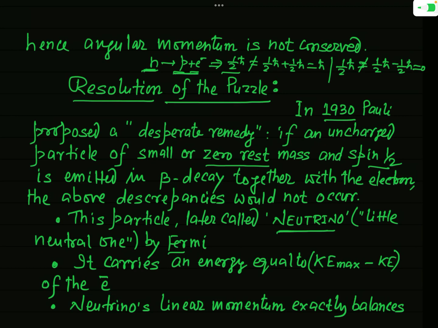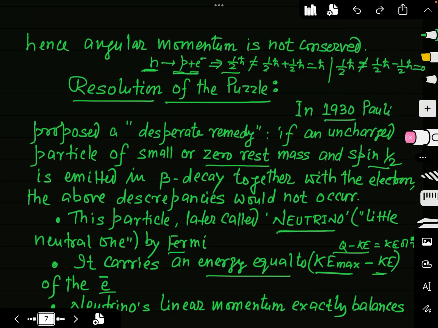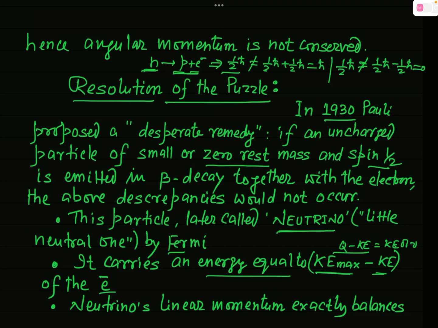So you can see that in this process we consider that the neutrino carries energy equal to Ke max minus Ke of the electron. It means the neutrino also carries energy. And what will be the energy carried by the neutrino? The energy carried by the neutrino will be equal to the maximum kinetic energy minus Ke. Maximum kinetic energy means Q value, Q value minus kinetic energy of the electron. And the remaining energy actually appears as the kinetic energy of the neutrino.